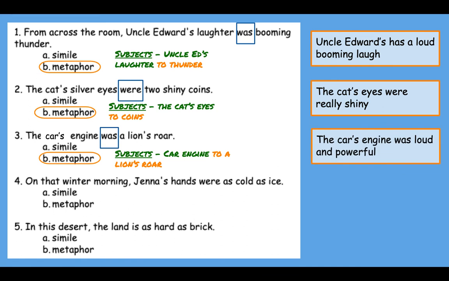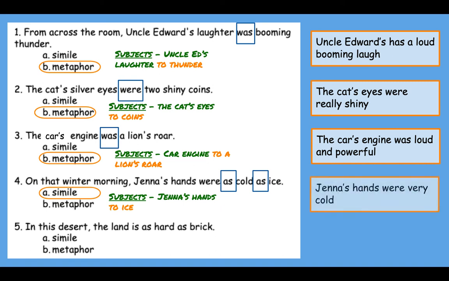All right, example number four. On that winter morning, Jenna's hands were as cold as ice. This time, we have the word as being used to make a comparison. So I have a simile. And in this case, we have Jenna's hands being compared to ice. When I think of ice, I think of something that's extremely cold. So that means Jenna's hands were probably very cold.